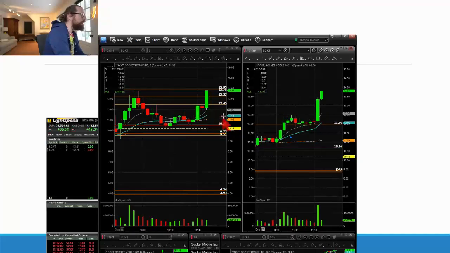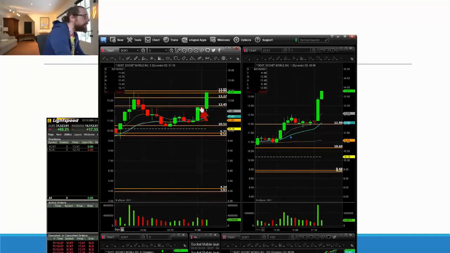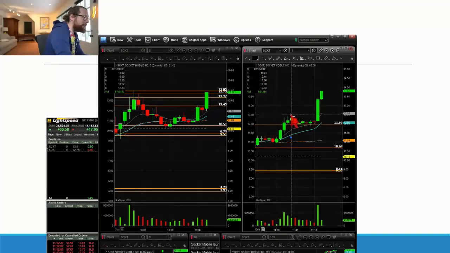So this ended up being a bull flag, a 5-minute bull flag, a very quick one, at 12:45. You know, had I been really dialed in and planning on trading it, I would have definitely been a buyer at 12:50.